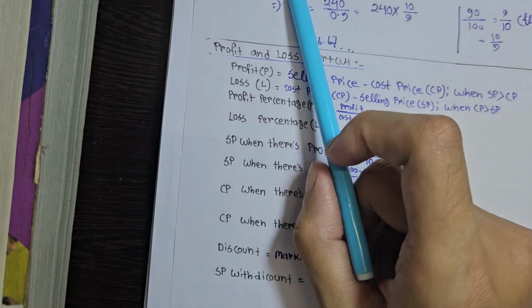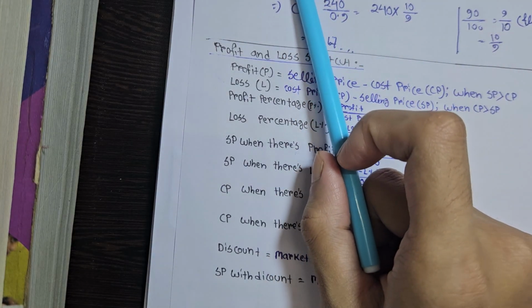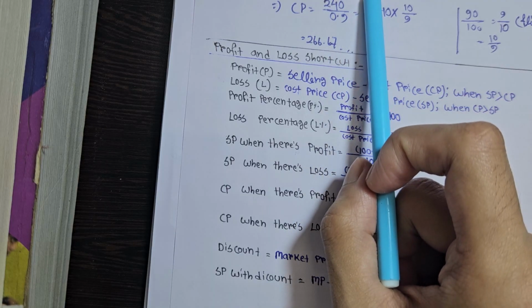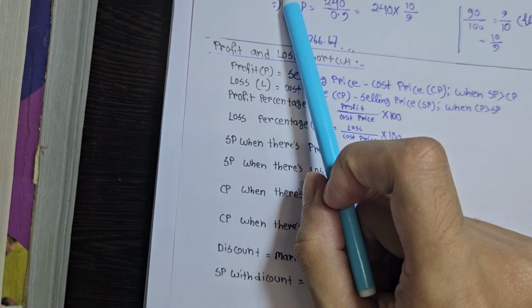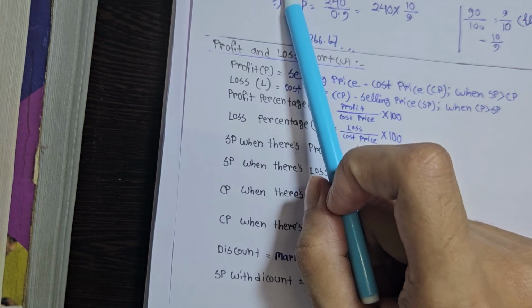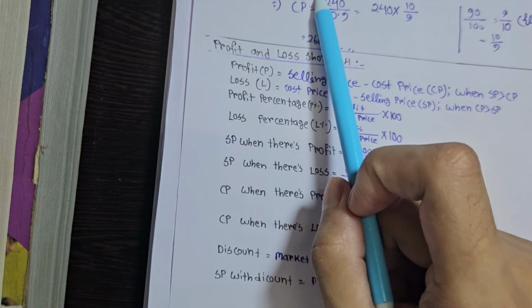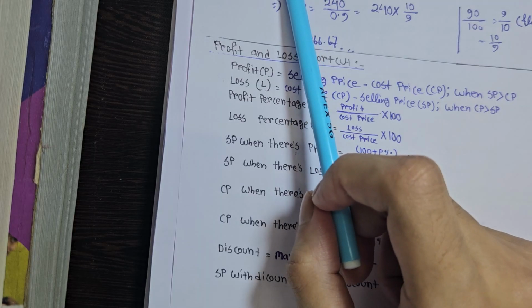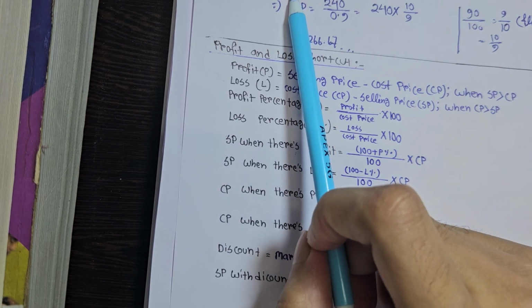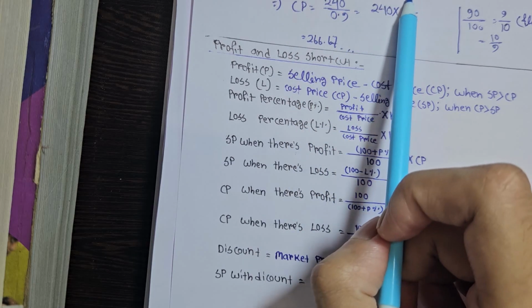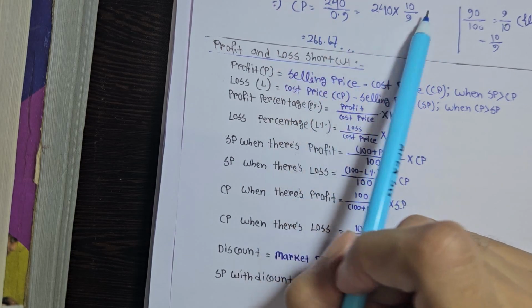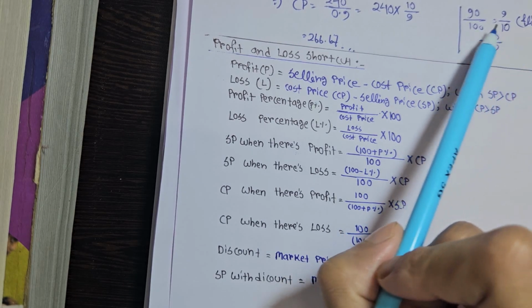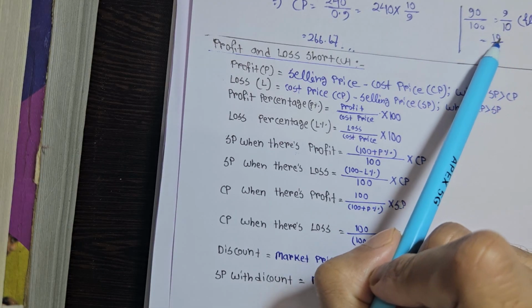Now see, the formula is: selling price is the cost price multiplied by 1 minus the loss percentage divided by 100, right? For example, let's say a dress is sold for 240 rupees. What is the cost price? Let's say that the dress was sold at 240 rupees, and the seller lost 10%. We write 0.9 because he lost 10%. Or we can also write it as 90 by 100, which is 9 by 10, and we flip it, so we get 10 by 9.